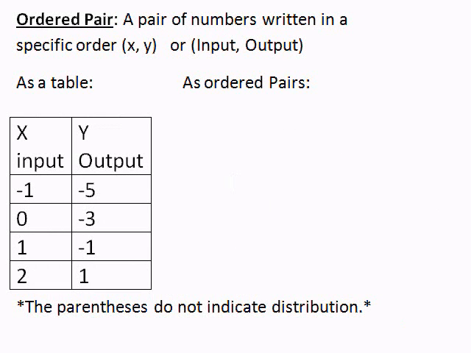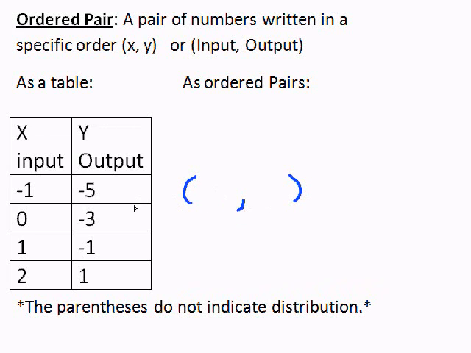Our next vocabulary word is an ordered pair. An ordered pair is a pair of numbers written in a specific order, (x, y), and they're inside parentheses. Or you could call it (input, output). Again, they're enclosed within parentheses. What you need to know about ordered pairs is that you can transfer them from a table into these things again called ordered pairs. Let's take a look.